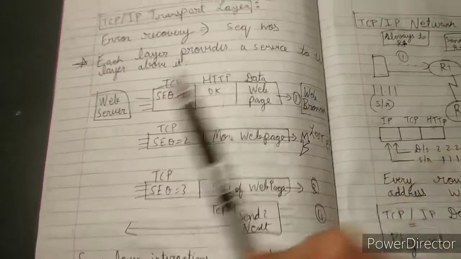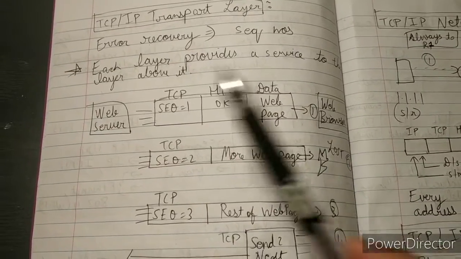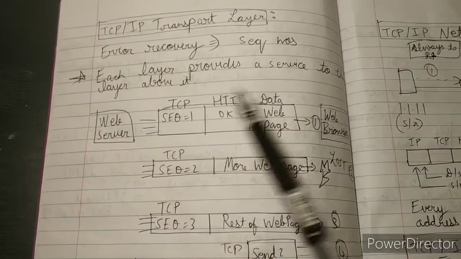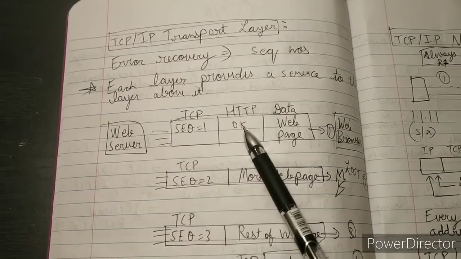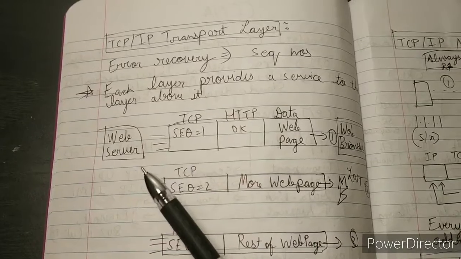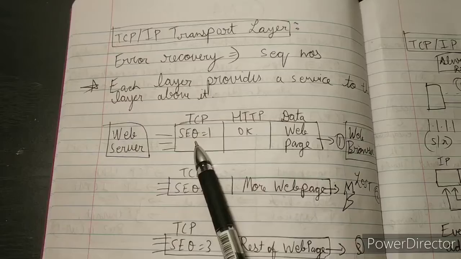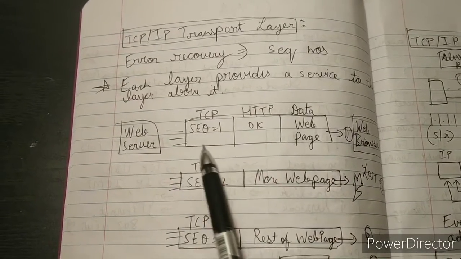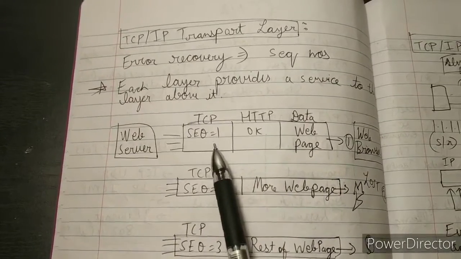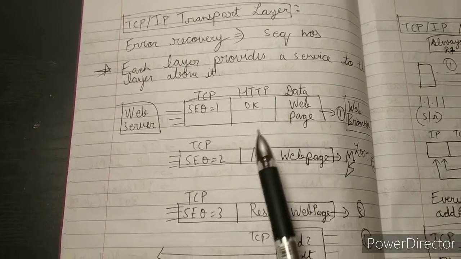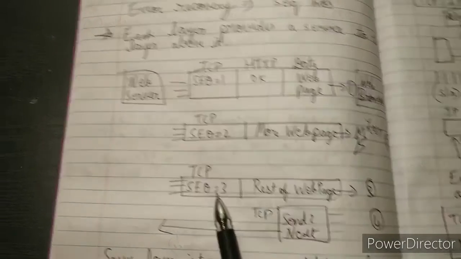Let's take the same example which includes the web server and the web browser. The web server sends the data or the web page with the HTTP message, which is OK, which we learned earlier in the application layer. But here what will happen is the TCP layer will encapsulate it along with the sequence number. So the first message will have the sequence number of 1. The second message will have sequence number of 2. And the third message will have sequence number of 3.